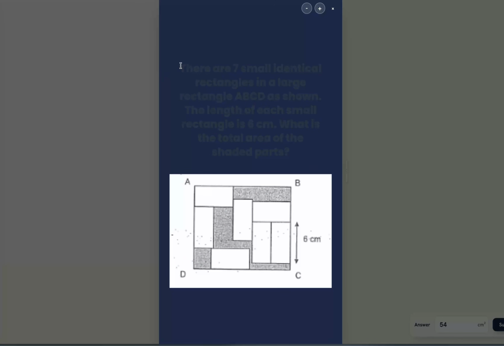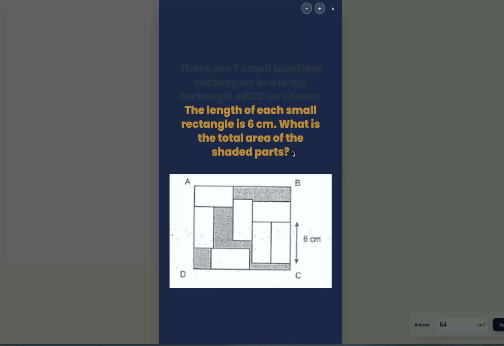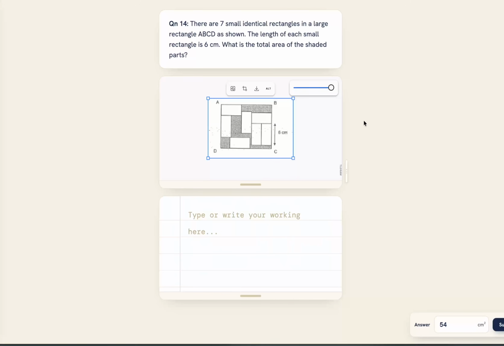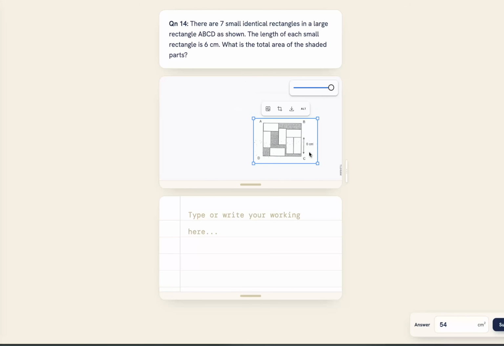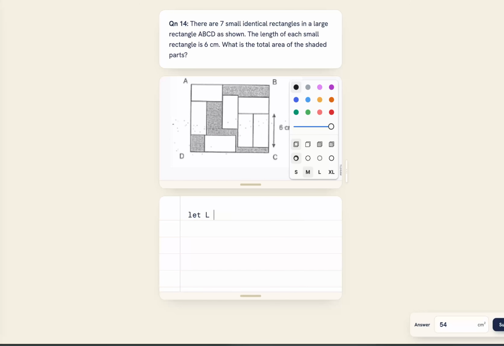So question 14, there are 7 small identical rectangles in a large rectangle, ABCD, as shown. The length of each small rectangle is 6 centimeters. What is the total area of the shaded part? So for this, let's zoom this in. I'm going to write here, let L be length and let B be breadth.